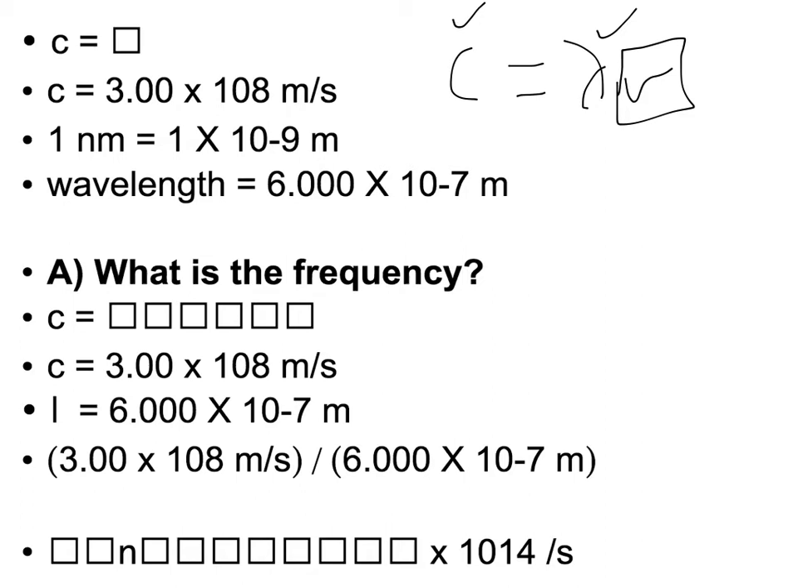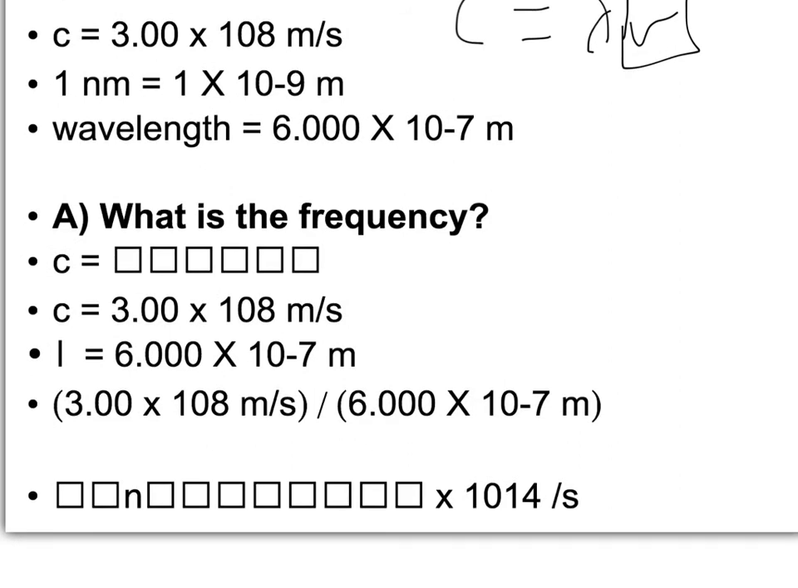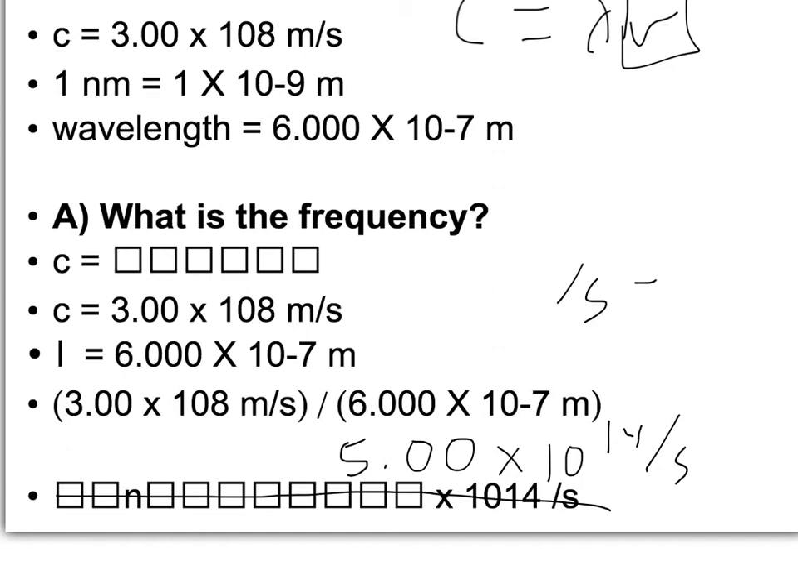So what's going to happen is we will divide everything. So 3.00 times 10 to the 8 meters per second divided by 6.00 times 10 to the negative 7 meters, and that's going to get us 5.00 times 10 to the 14th per second. And per second is also equal to hertz, as we talked about in class, which is the number of waves you're going to get per second.